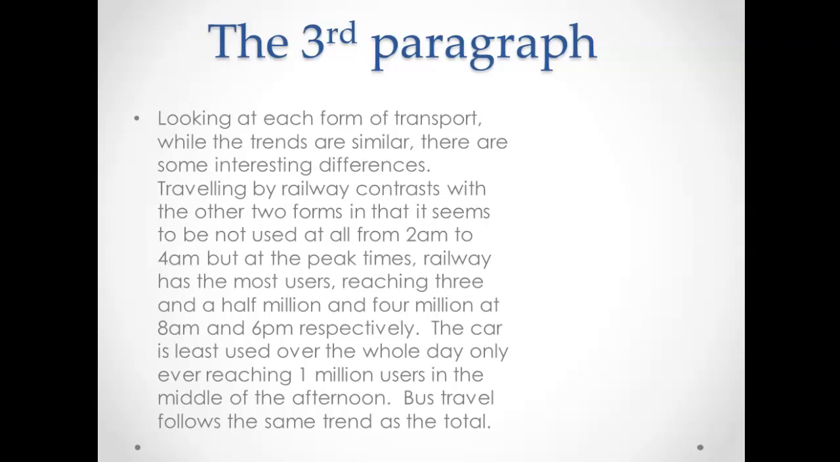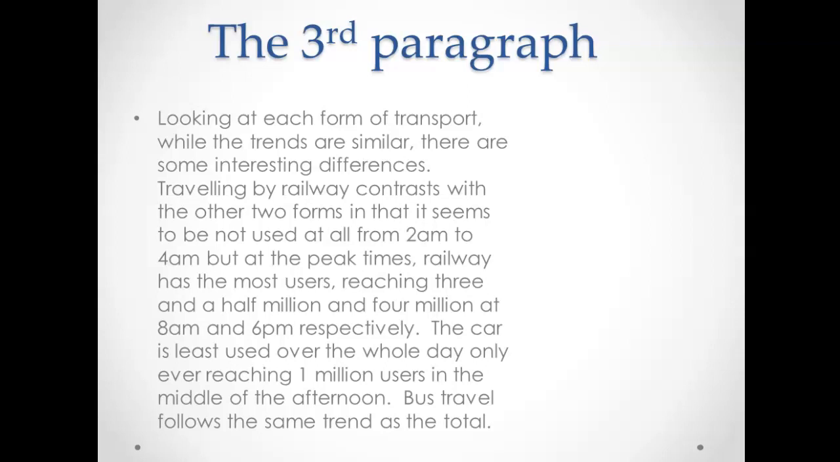But at the peak times, railway has the most users, reaching 3.5 million and 4 million at 8 a.m. and 6 p.m. respectively. The car is the least used over the whole day, only ever reaching 1 million users in the middle of the afternoon. Bus travel follows the same trend as the total.